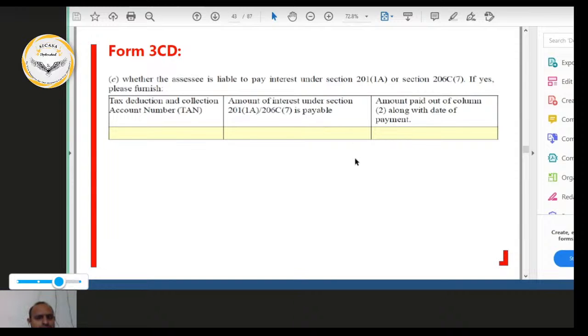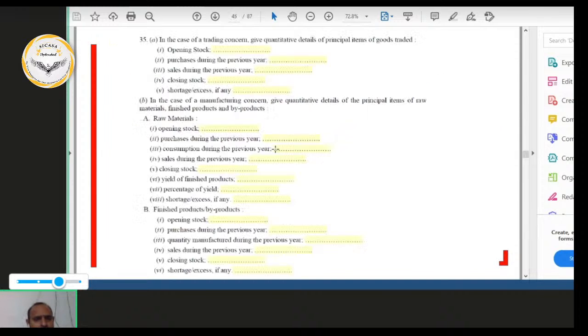So the next one is 35, quantitative details of the principal items. Trading concern principal items, manufacturing concern, everything principal items. Quantitative details you give. Earlier we were picking up the data from what companies normally used to give.